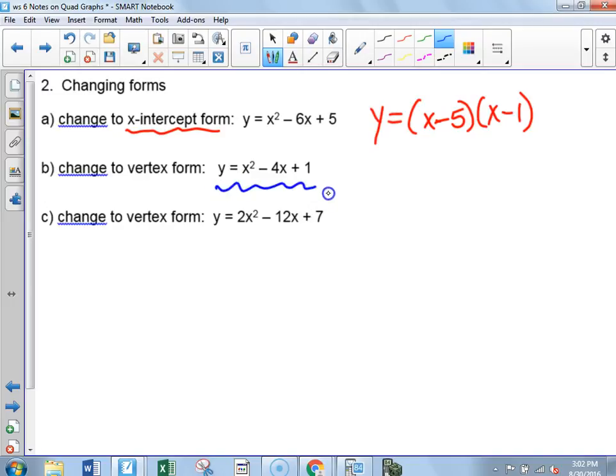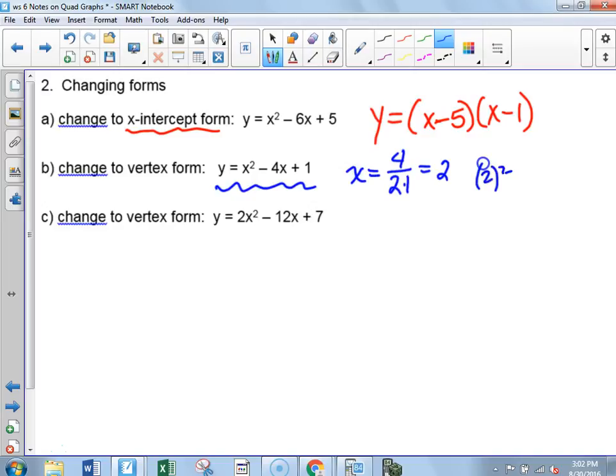Change to vertex form. Guys, I need you to listen closely. There are 2 ways you can do this. You probably learned to complete the square to do this last year, and I will do it that way. But it is possibly faster for some of you to use the vertex finder recipe. What is the vertex finder recipe? Opposite of B would be 4 over 2 times A, which would be 2, so we get 2. Okay, plug that back in to find the vertex.